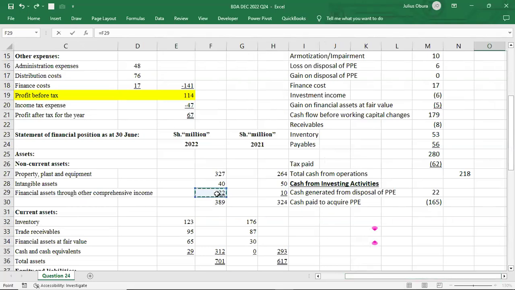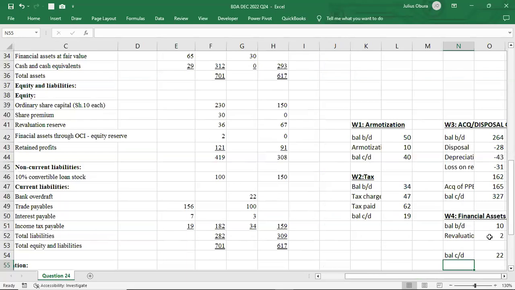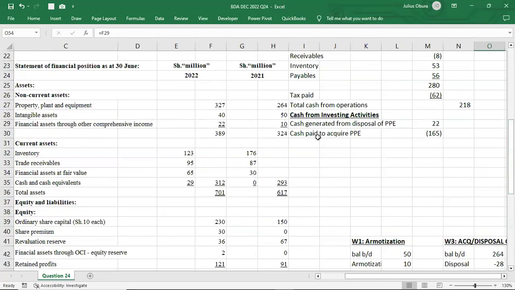So our balance carried down from the statement that we are given is 22. So that's an increment from 12 to 22, which means once again that we had an acquisition. So this should be 22 minus 12, which is a 10. So it means that we had again cash paid to acquire financial assets.